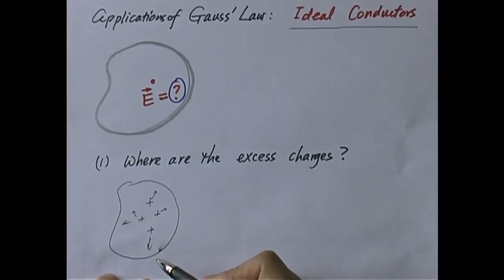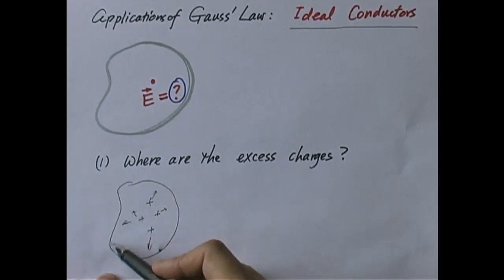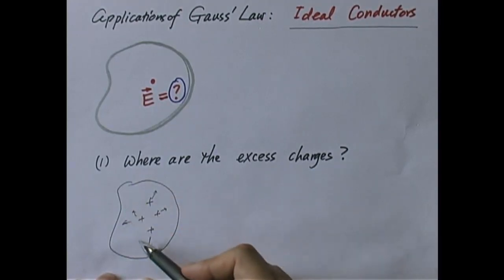But that's just an intuitive thought. How do we show for sure that all the excess charge must live only on the outer surface? It cannot live anywhere in the interior. Well, it turns out we can get that from Gauss's law.